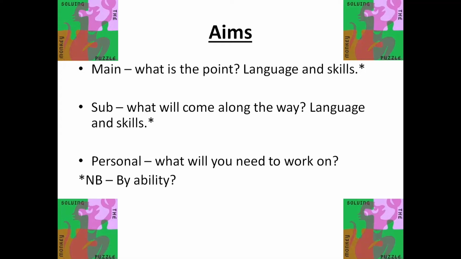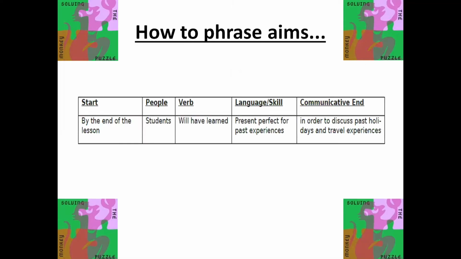A lot of teachers don't meet their objectives, not because they weren't trying, but because they didn't think about how achievable they were for the actual students in the class, or some of the students in the class. Everybody is at different stages in their English language journey, and this is something that needs to be borne in mind as well. And also, we need to think about how to phrase our aims.